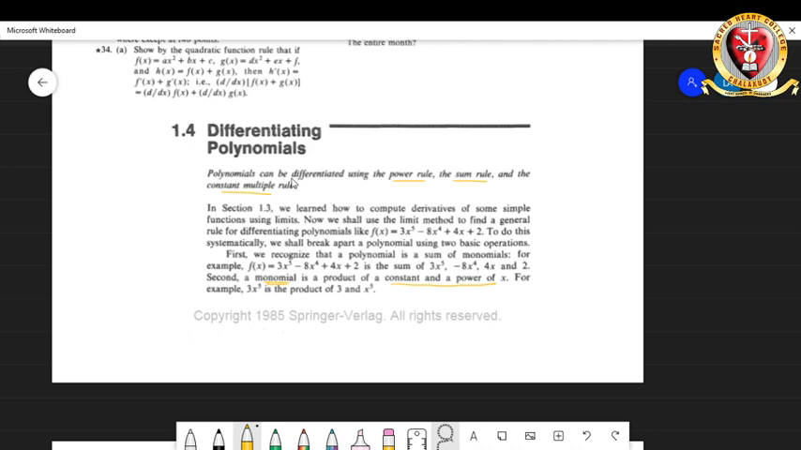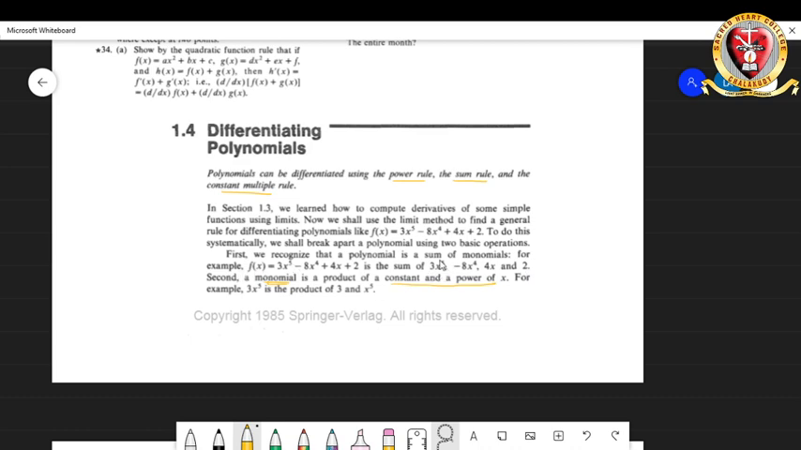rule of differentiation. Suppose we have a polynomial f of x is equal to 3x raised to 5 minus 8x raised to 4 plus 4x plus 2. Okay, so this polynomial can be treated as the sum of four terms: the first term being 3x raised to 5, the second term being minus 8x raised to 4, the third term being 4x, and the fourth term being 2. So summing all these terms, you get the polynomial f of x.